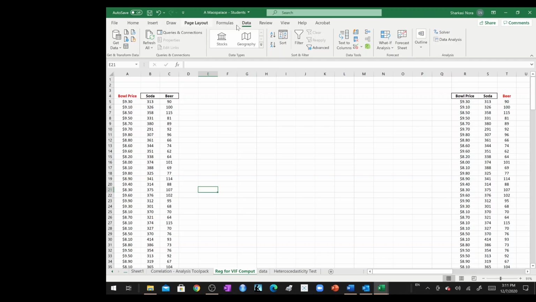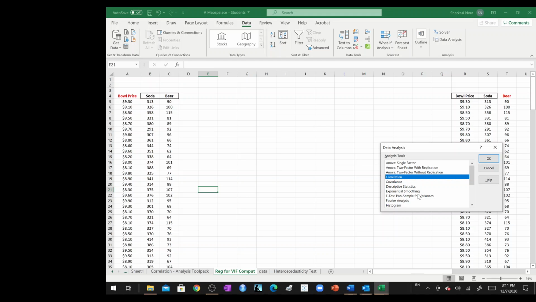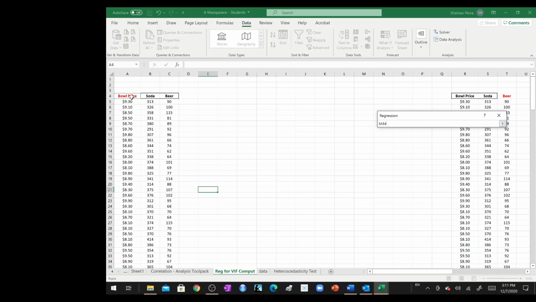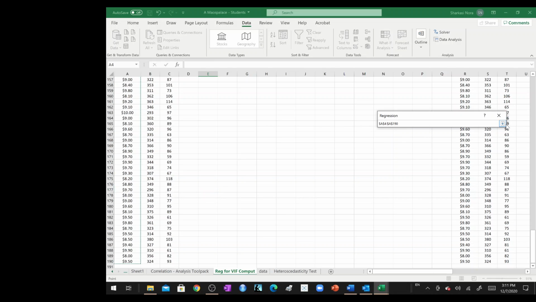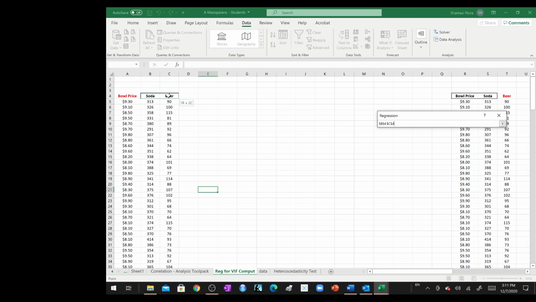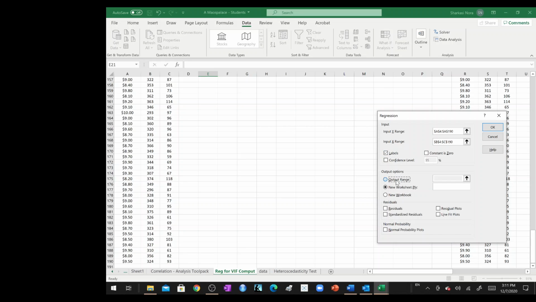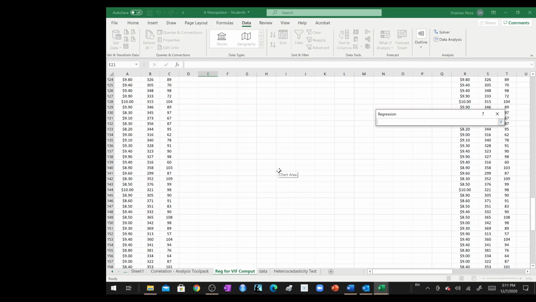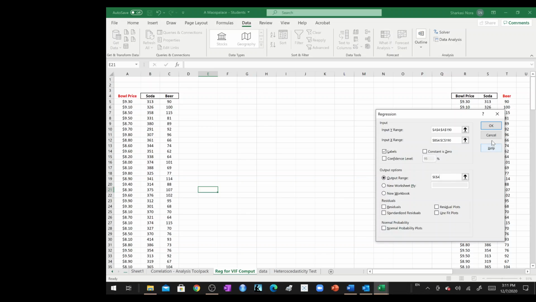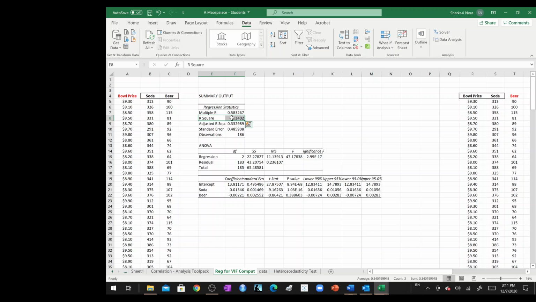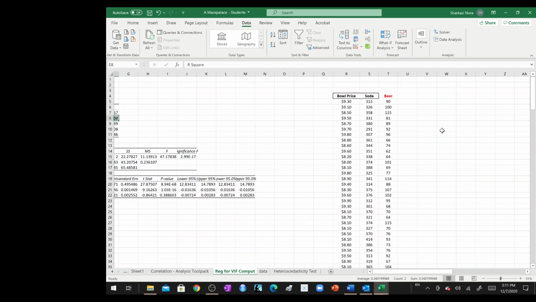Basically, you're going to go data analysis, and regression. The y is the price here, and the x is these guys. And you don't want the whole output, you just need the r square, and not the adjusted, but the r square. So this is the value that you're looking for, the r square. All right.